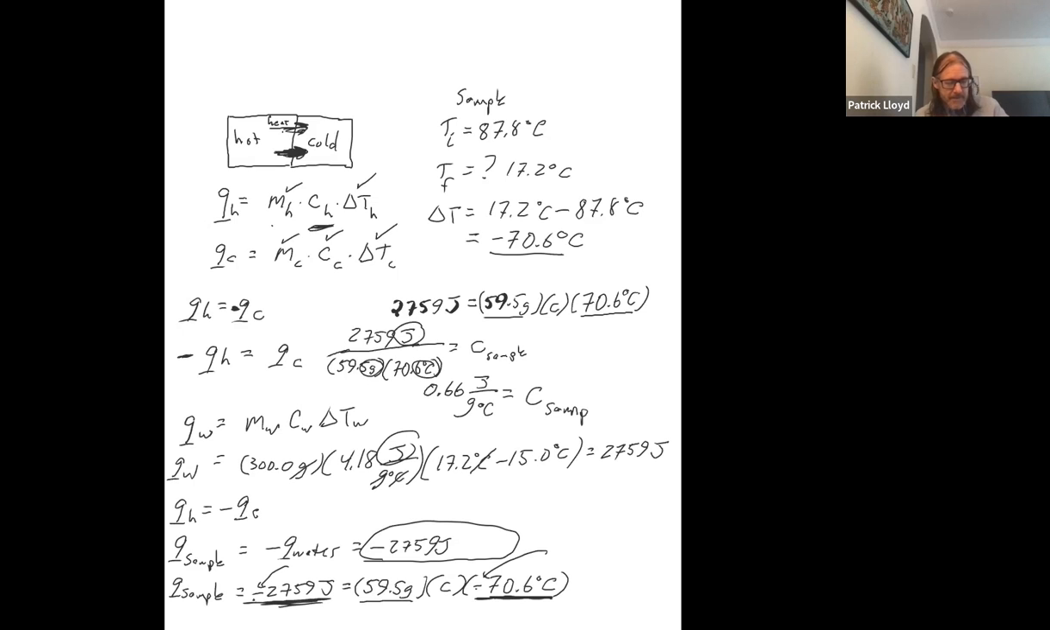Okay. So it's called a basic calorimetry problem. It's more involved than the other ones, but really just in the sense that all you're doing is doing it for 2 different materials.